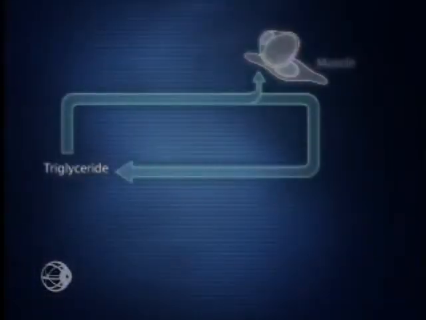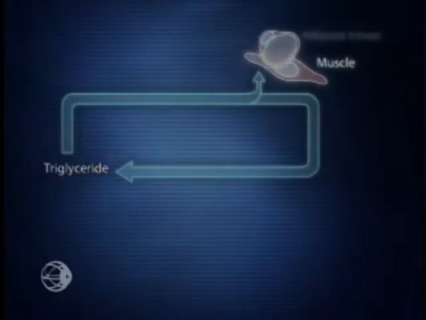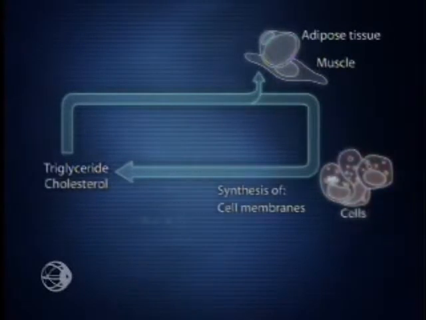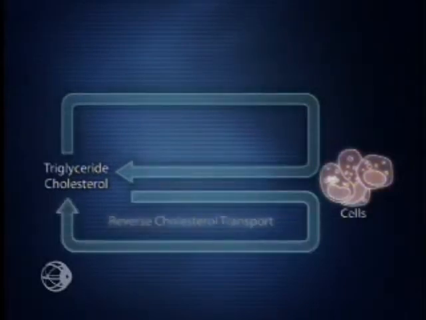This system cycles triglycerides for distribution to muscle for energy use, or to adipose tissue for storage, and it cycles cholesterol for distribution throughout the body for cell membrane, bile acid, and steroid hormone synthesis. A complementary cycle called reverse cholesterol transport completes the system.